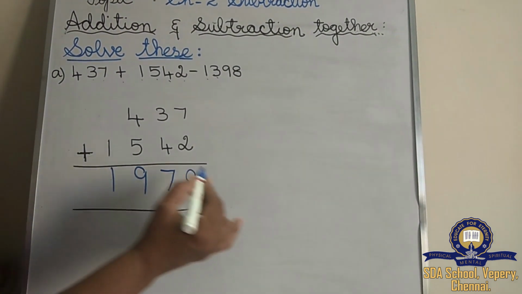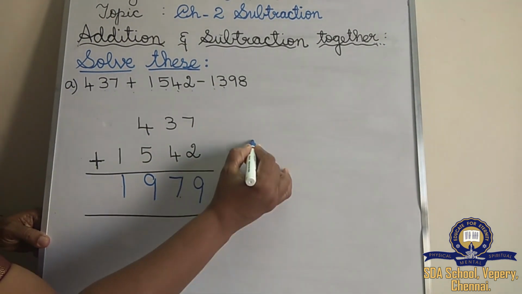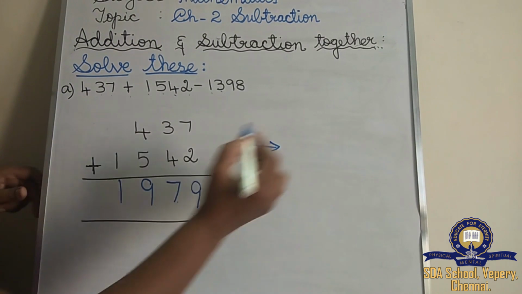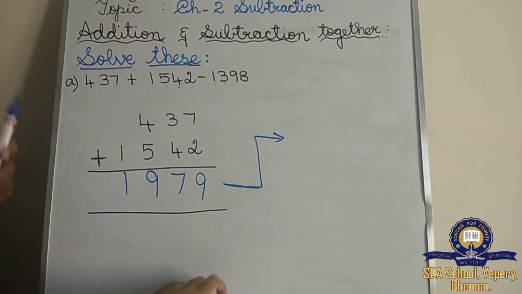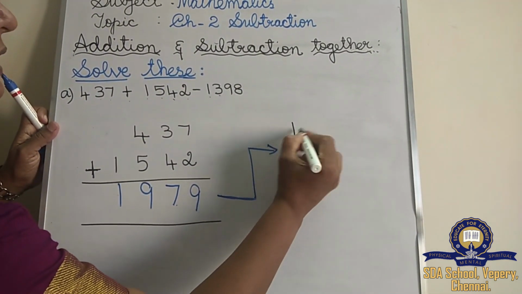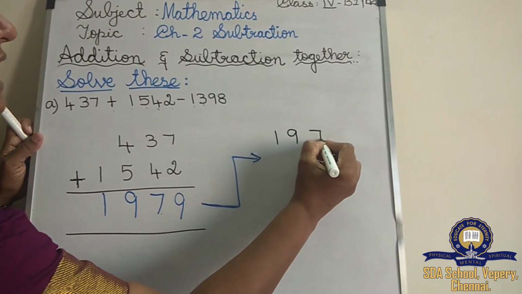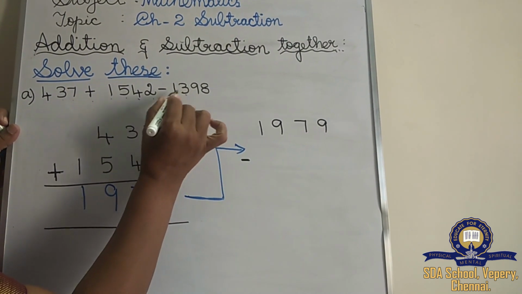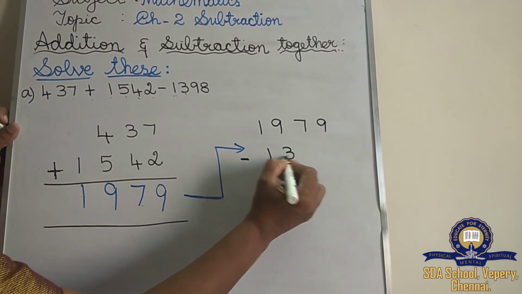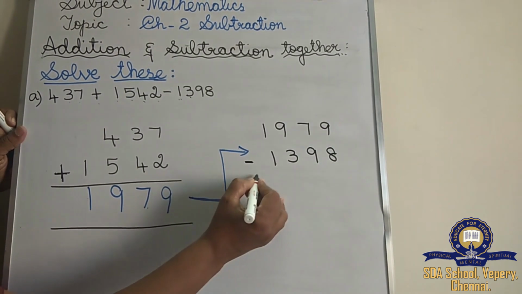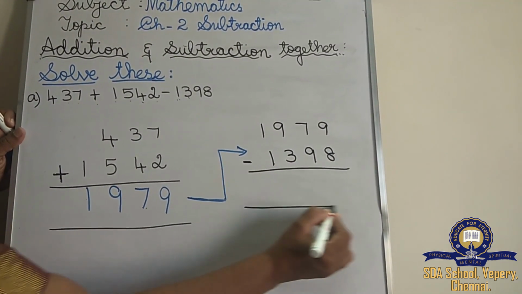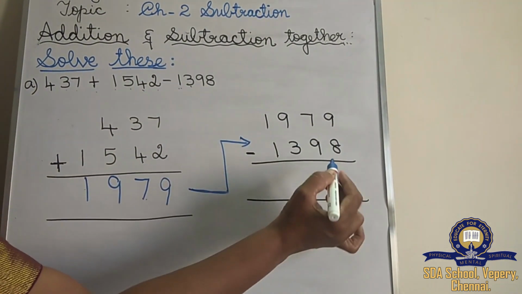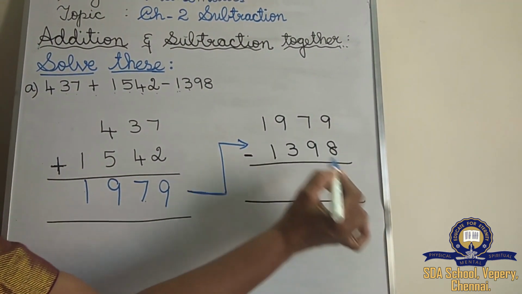1979. Now what we have to do? You have to bring it down here and you have to subtract. You have to subtract from this. So what's the answer? See, 1979 minus 1398. Understood, children? You have to add first and then what you have to do? You have to subtract.